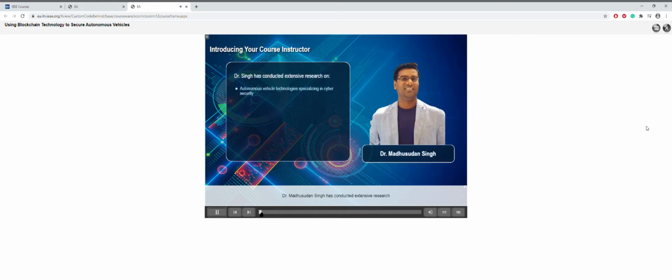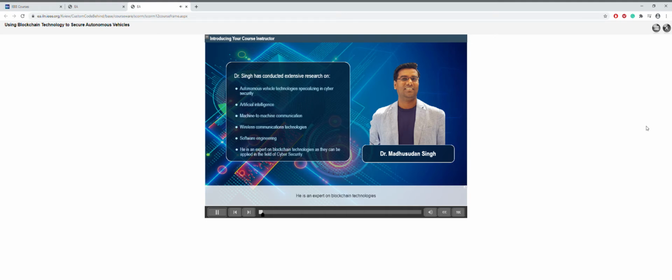Dr. Madhusudan Singh has conducted extensive research on autonomous vehicle technologies, specializing in cybersecurity. He has a background in artificial intelligence, machine-to-machine communication, wireless communication technologies, and software engineering. He is an expert on blockchain technologies as they can be applied in the field of cybersecurity.